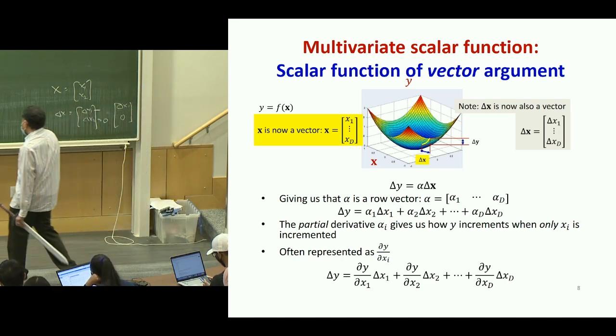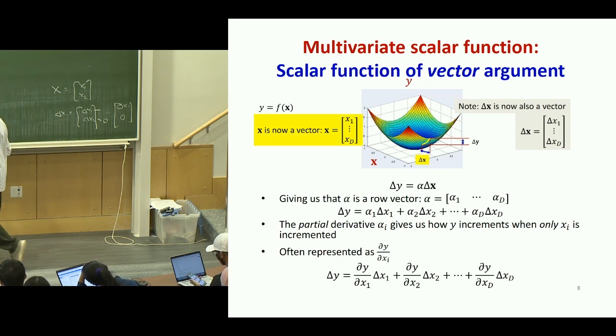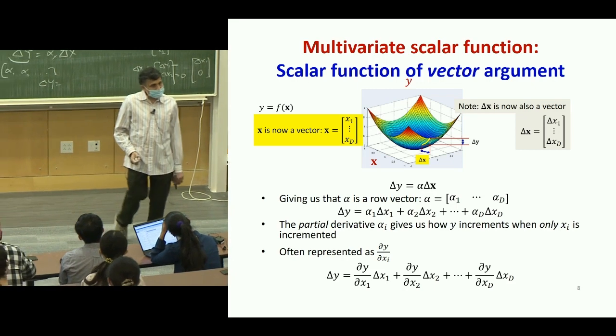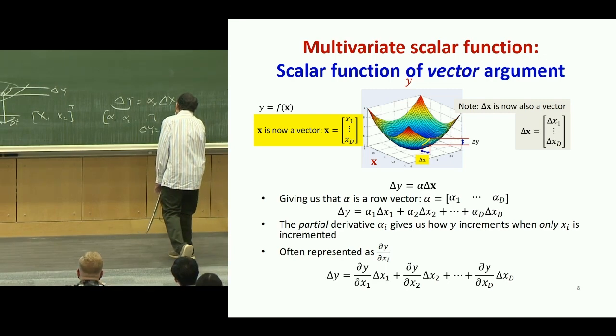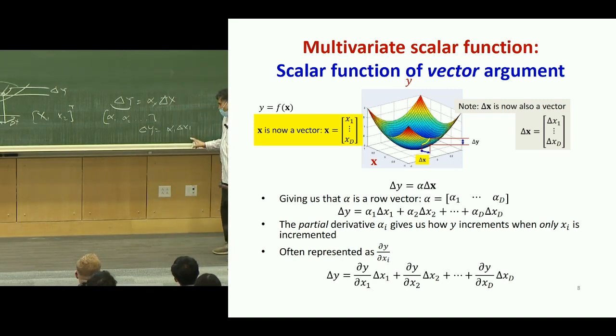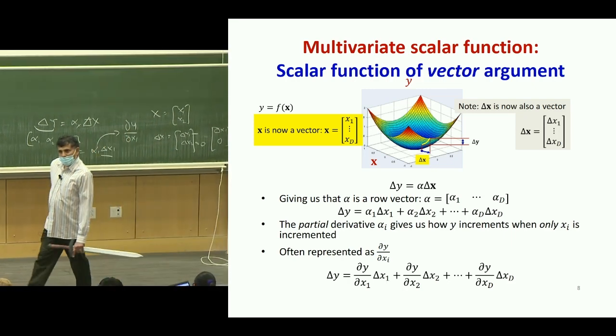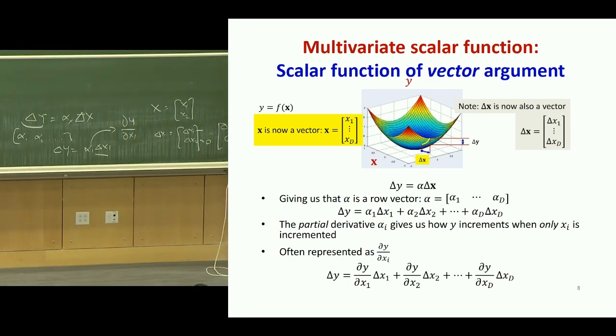In that case, what is delta y? When only delta x1 is non-zero, what is delta y? It's just going to be alpha 1 delta x1, correct? So in this case, when you're taking a step in only one direction, the scaling factor is only alpha 1. This can be defined in terms of two scalars. And so this is your partial derivative of y with respect to x1, right? And so your delta y is going to be the sum of partial derivatives times the increment in x.